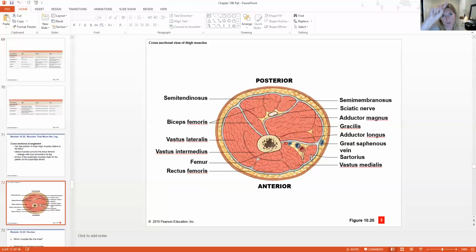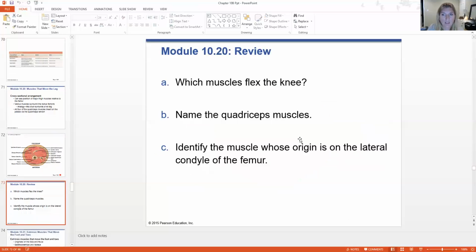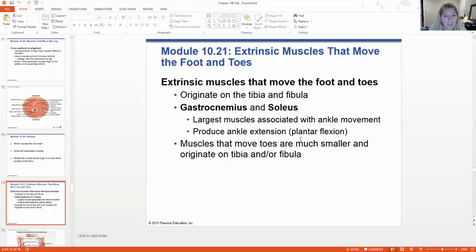Sartorius is that muscle that goes right across the front of the thigh, and these are all of our adductors: gracilis, longus, magnus. Here you can pause the video, go back and review. And that little picture description probably didn't do much for you now, but once you learn the muscles, it would probably be good to go back and look at that picture and make sense of it after you've had a chance to look at the models and see what they all are.